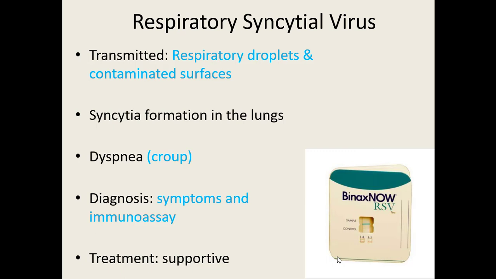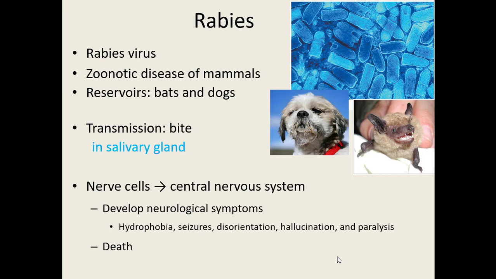Now, our next family of our negative sense single-stranded RNA viruses is the Retroviridae family, and the main virus found in the Retroviridae family is the rabies virus. Now, it's a zoonotic disease of mammals, which means it is primarily found in animals, and we pick it up with direct contact with animals. Now, the main reservoirs, but they're not the only ones, where it's picked up is infected bats and infected dogs.